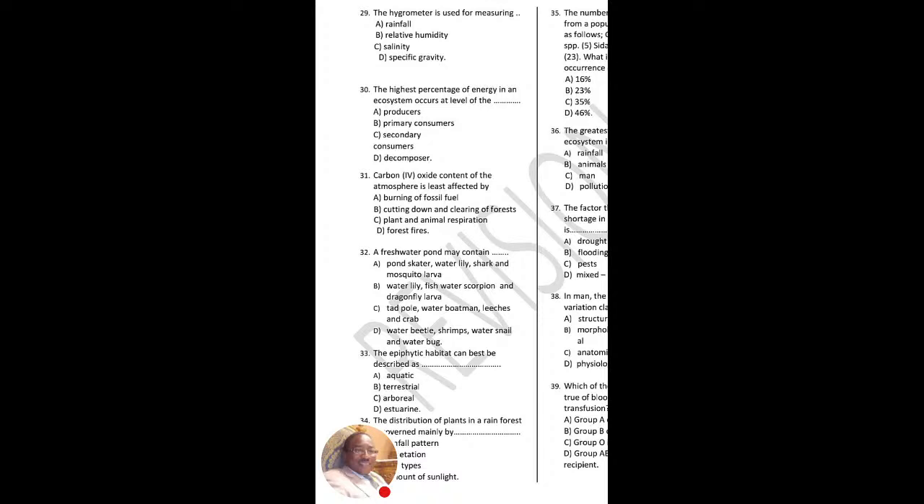They pass this energy to the primary consumers, and then the primary consumer will pass the energy to the secondary consumer. So as you move along the food chain, energy is being lost from producers to decomposers.